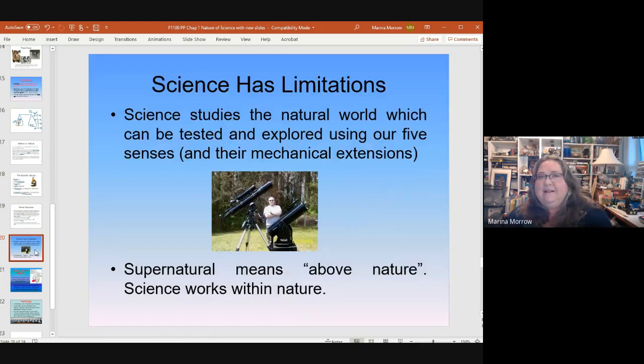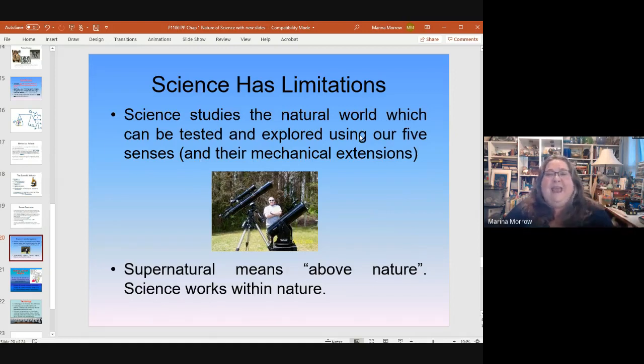Okay, so just the last little bit here. Science does have limitations. Science is about the natural world. And we can test it and explore it using our five senses. So the five senses, right? Your hearing, your touch, your seeing, your smelling, your tasting. Those are our five senses, and those can be used in science. I teach some geology stuff, and of course, sometimes you taste rocks or you feel rocks to identify them. So those are still used.